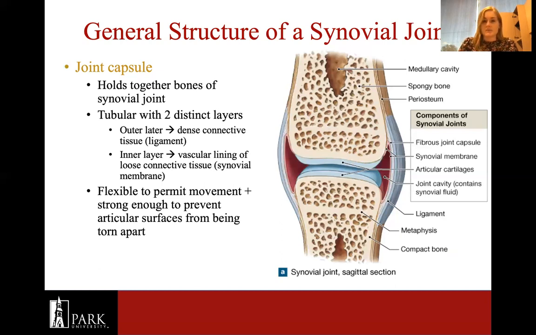As well, in that joint capsule, we're also going to have an inner layer. This is going to be a vascular lining of loose connective tissue. So it's not going to be as dense, as fibrous as our outer layer, our ligament. It's going to be a lot thinner. It's going to have a blood supply. And that's going to be something called our synovial membrane. We do need a blood supply into our joint capsule because we need those nutrients to keep our joint healthy, and that comes in through those blood vessels.